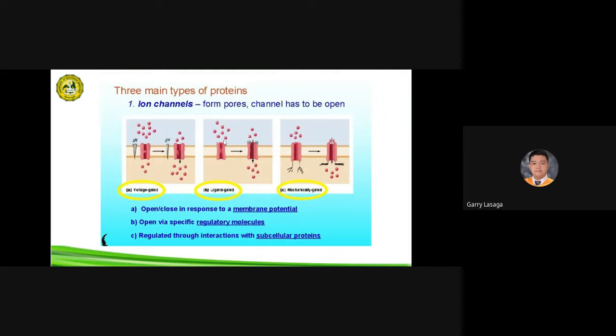ligand-gated ion channel. Basically, in this type of ion channel, we have a site in the ion channel that will be stimulated in order for this particular channel to open. So for example, when an allosteric site of the channel is stimulated, this will allow the channel to open and it will allow the ions to pass through the membrane.